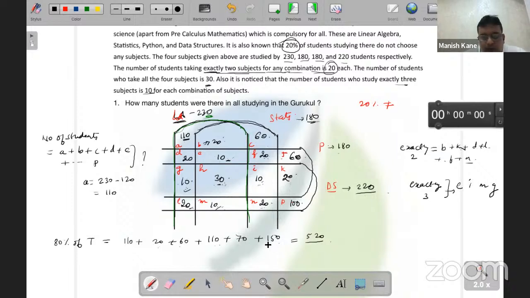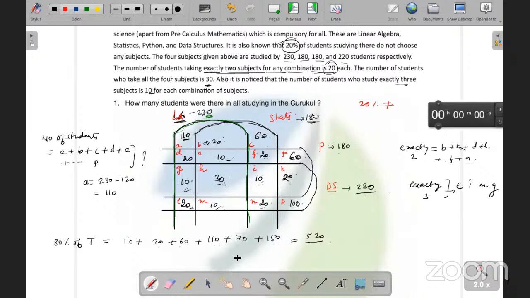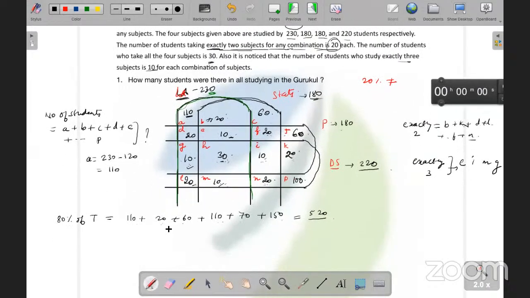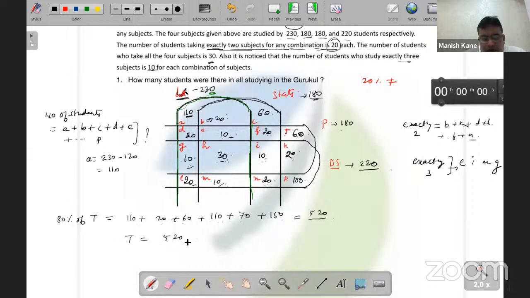Atharva, is that what you got? Yes, sir. This is 80% of total. So the total must be 520 upon 0.8, which gives you 650. So the total number of students studying in Gurukul is 650. Is the solution clear? If it is clear, give me a thumbs up. If it is not clear, ask me a question. Palak, is it clear to you?